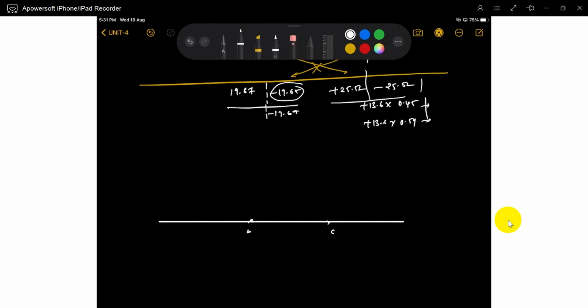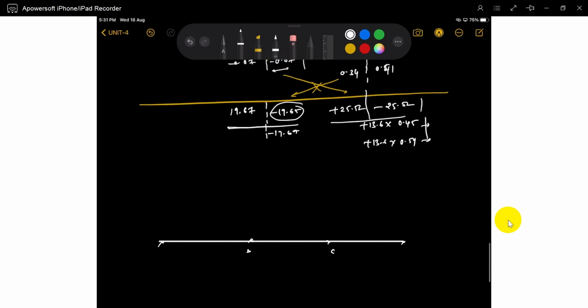B, C, it's 0. So what is BA? It's 19.67. You can write it as 25.52. It's 19.67 and 25.52. Both are hogging moments only. You can just otherwise observe it. It's 0. It's clockwise, again it's anti-clockwise. Both, see, both are hogging moments.